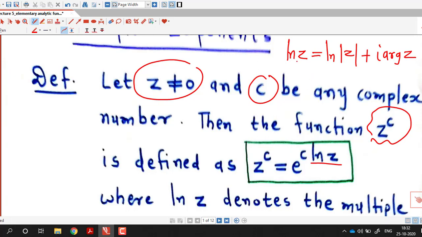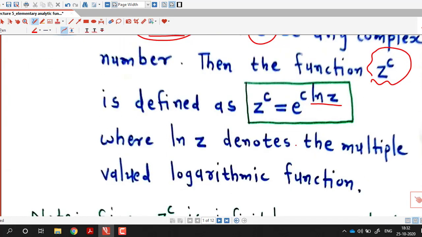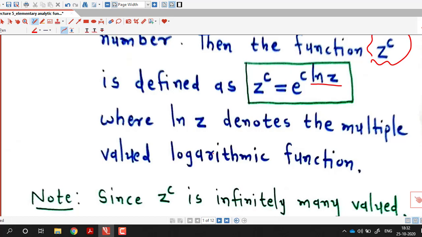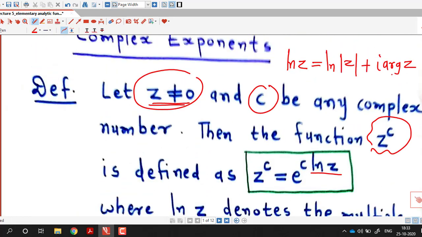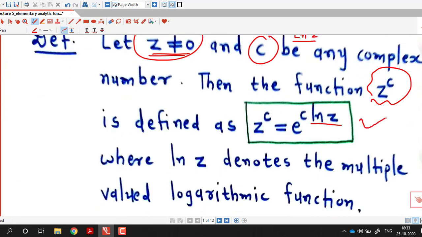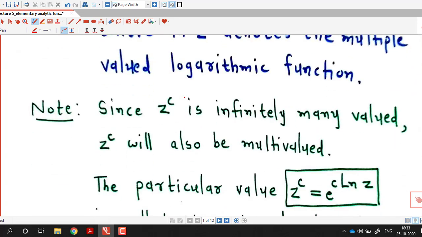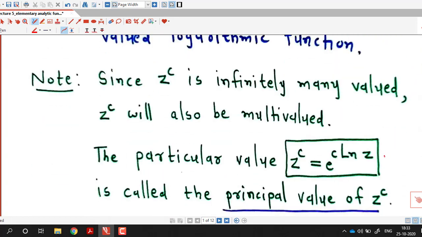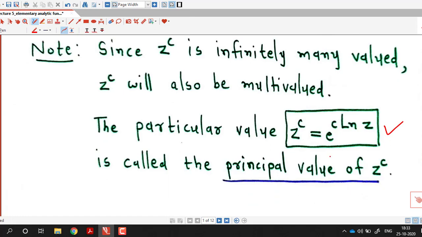Because we have a logarithm of z, we have started with a non-zero complex number z. So z raised to c is defined as e to the power c log z, where log z denotes the multiple valued logarithmic function. Now in log z, if instead of the general argument we use the principal argument, then the value of log z is denoted by capital Log z and is known as the principal logarithm. So if we use the principal logarithm in this definition, then the value of z raised to c will be unique. That particular value z raised to c equal to e raised to c Log z is called the principal value of z raised to c.